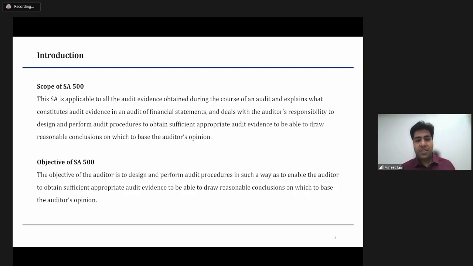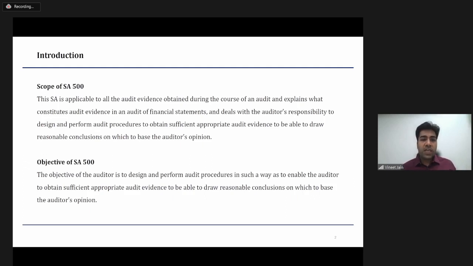So basically, first, through the knowledge of audit evidence, we need to design and perform the audit procedures: designing audit procedures, then performing and implementing them, then through these audit procedures gathering sufficient appropriate audit evidence, and after that drawing reasonable conclusions, and finally giving the auditor's opinion. Your opinion may be a clean one, modified one, unmodified one, there may be a disclaimer, whatever it is, it needs to be backed by sufficient appropriate audit evidence. And this is the basic objective of this particular standard on auditing.